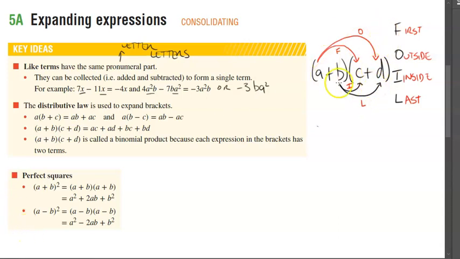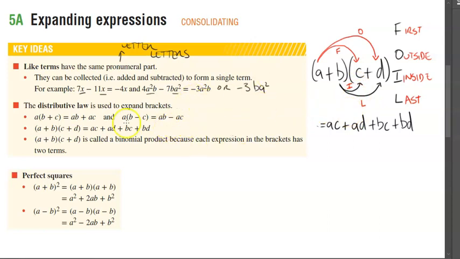And so what we end up getting is ac plus, because it's a positive times a positive, ad plus b times c, which is the next one, bc, plus b times d. We can see this right here. So this is just the expanded version of the bracketed expression using the distributive law. That was a bit of a tongue twister.